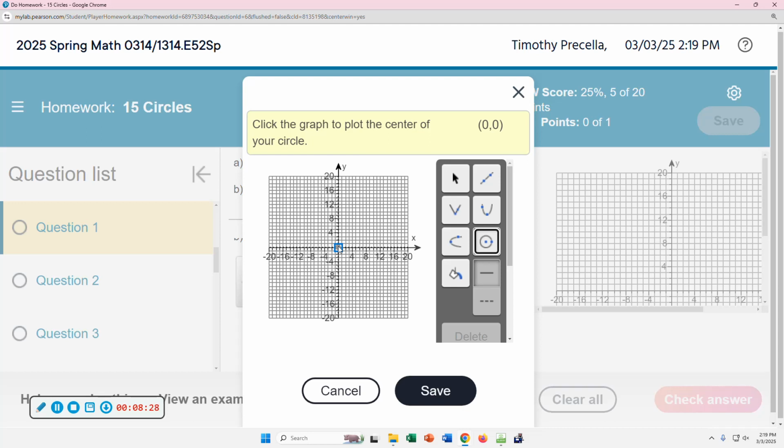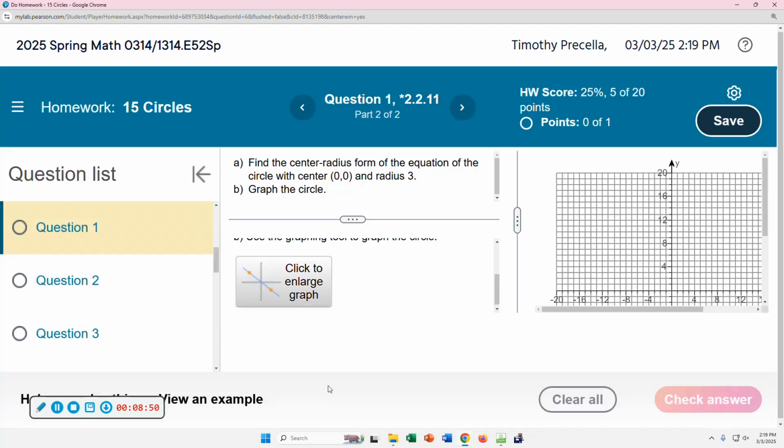There's the center. And now it says to plot another point on the graph. Well, they didn't give us another point on the graph. That's where the radius comes into play. You know what? I think I may have. Say cancel. Is my center at 0, 0? I guess it is. I think I'm going to clear that. Clear it so we can start all over.